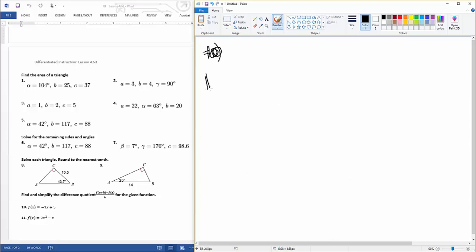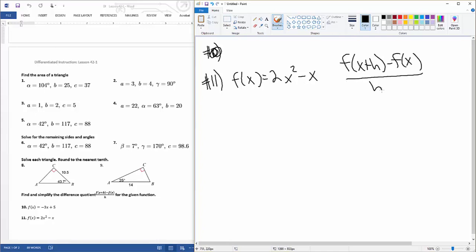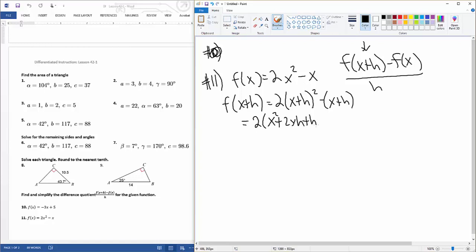I'll do number 11. So f of x equals 2x squared minus x, and we're using the difference quotient. So that's f of x plus h minus f of x all over h. So my input is x plus h. So this is going to equal 2 times x squared plus 2xh plus h squared minus x minus h. So 2x squared plus 4xh plus 2h squared minus x minus h, because I distributed.